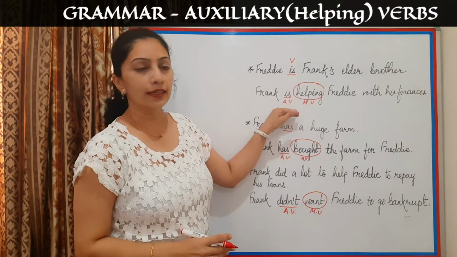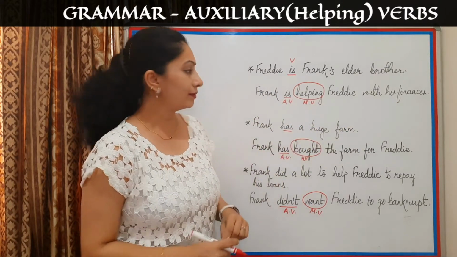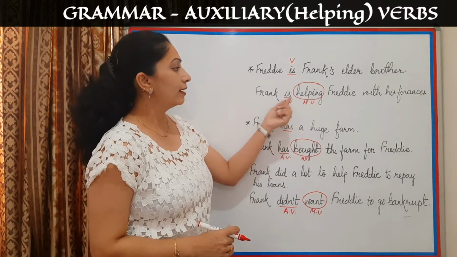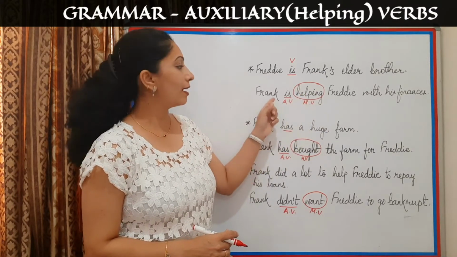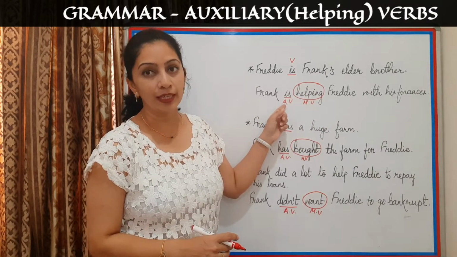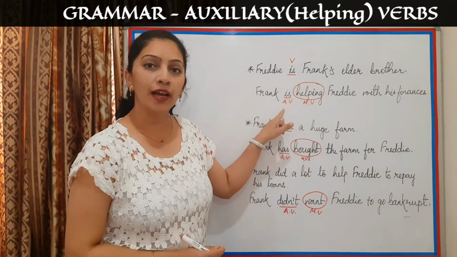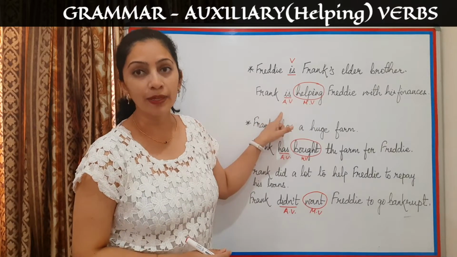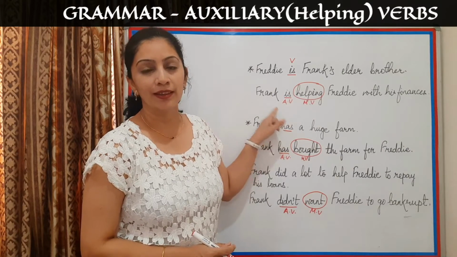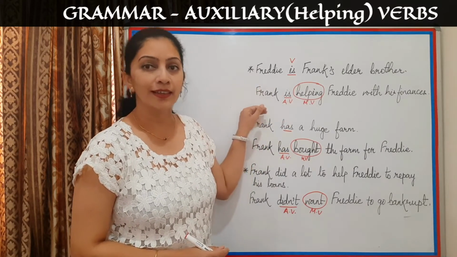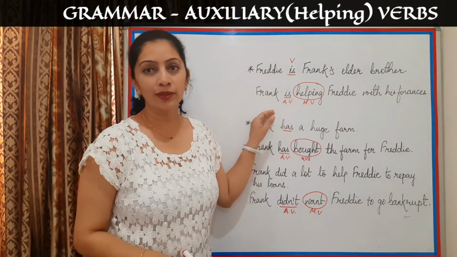Look at the next sentence again. Frank is helping Freddie with his finances. Now, the main verb here is helping. But before helping, I have another verb form of be, that is "is". Now, if you have a main verb and before it you have another verb acting as a helping verb, then this is called a helping or auxiliary verb. Now, in this sentence, the same "is" is acting like an auxiliary verb. So, it is doing both the work.